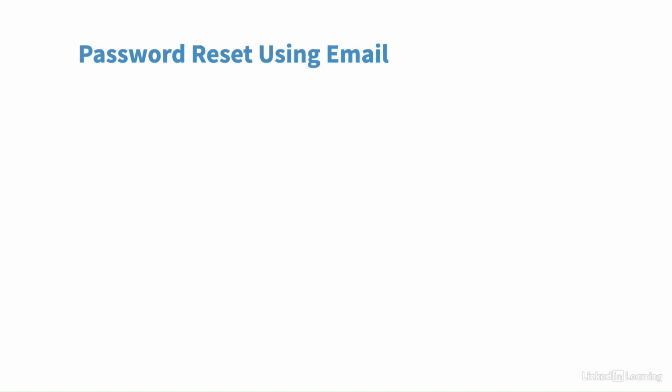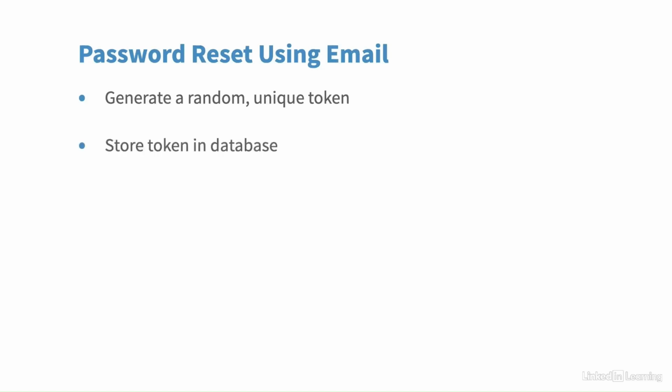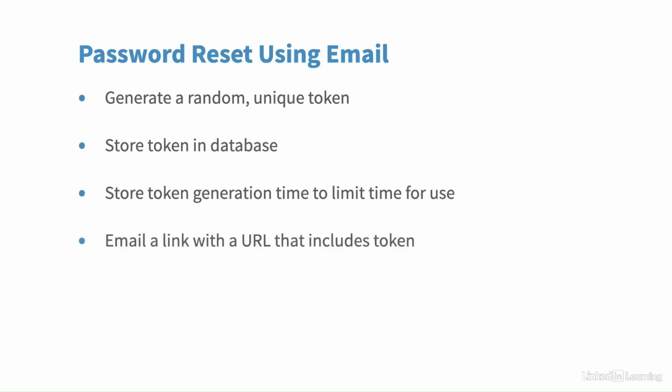Instead, the common approach is to send an email containing a reset link. The website generates a random unique token and stores it with the user's record in the database. It's useful to store the token generation time too, so that the token can be made valid only for a limited time. Then the website sends an email that has a link whose URL includes the token.